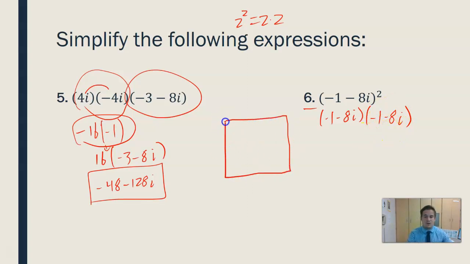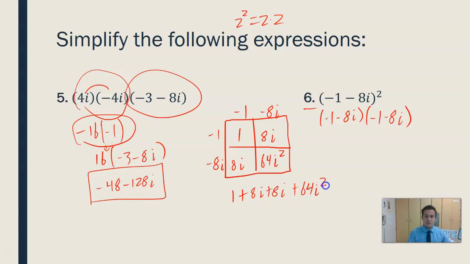This time, I'm going to use the box method for those who like the box method. Negative 1 minus 8i, negative 1 minus 8i, I'm going to multiply each respective row and column. So negative 1 times negative 1 is a positive 1. Negative 1 times negative 8i is a positive 8i. Negative 8i times negative 1 is a positive 8i. And negative 8i times negative 8i is positive 64i squared. So if I write out all these terms, I have 1 plus 8i plus 8i plus 64i squared.